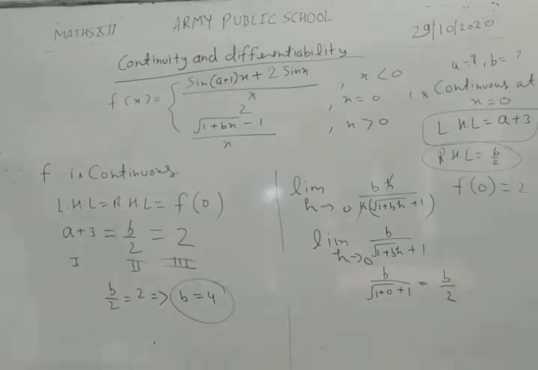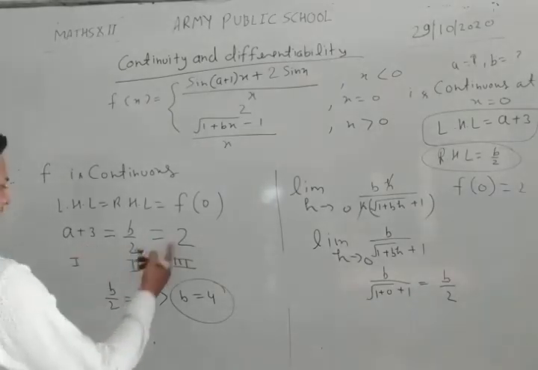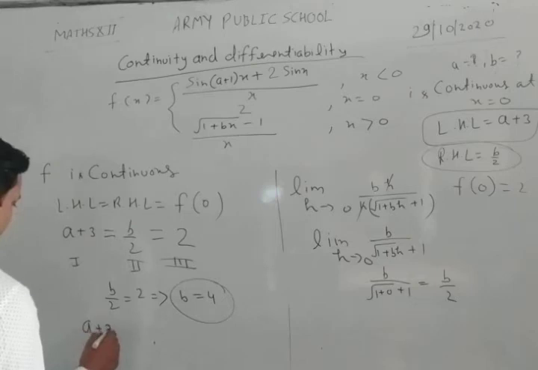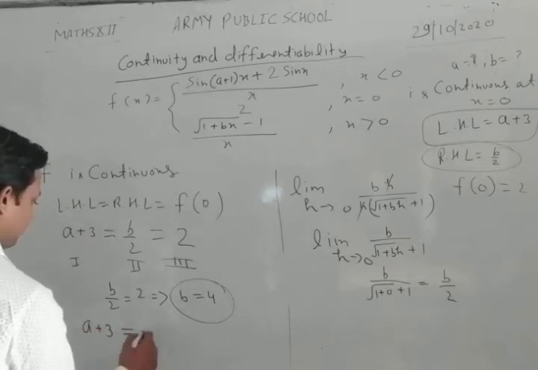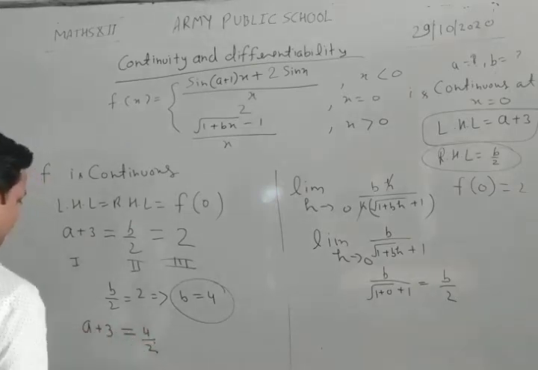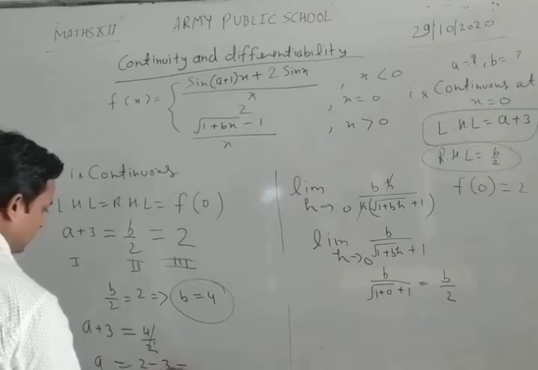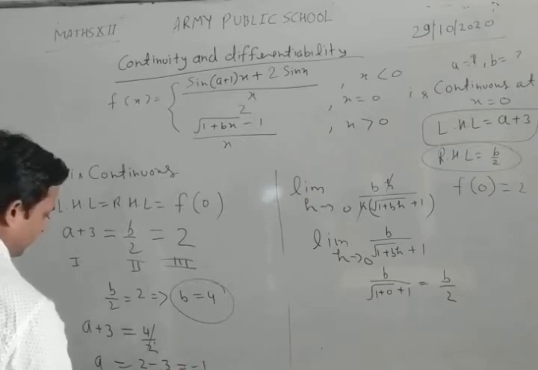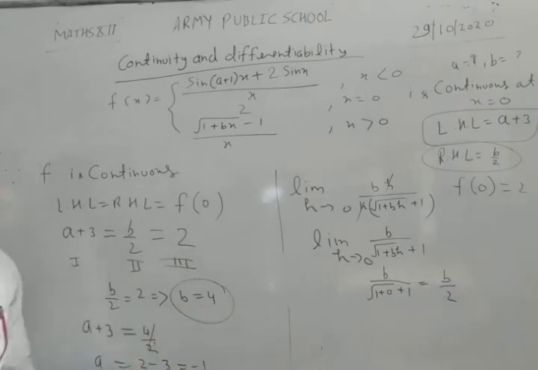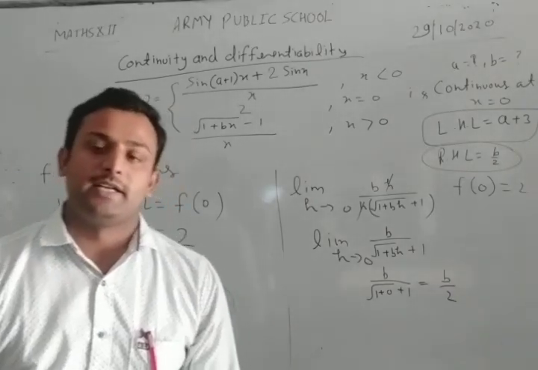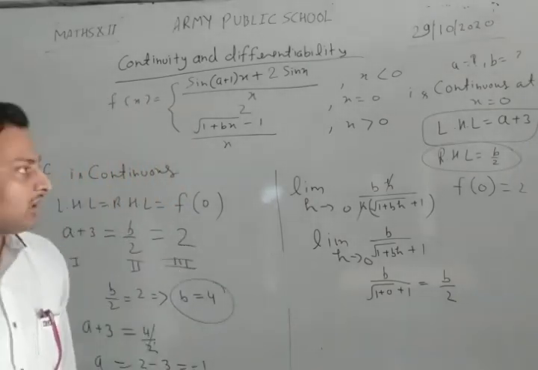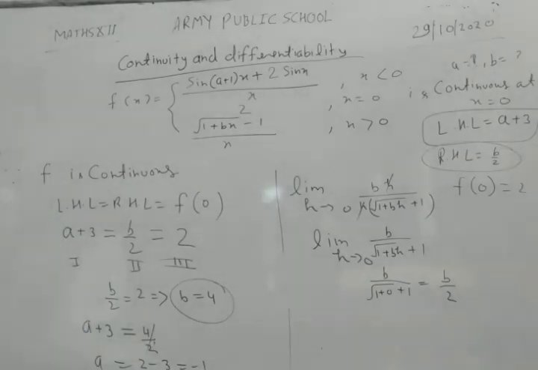Now our a will be what? Now we equate this. a plus 3 is equal to 4 by 2. So a, it will be 2 minus 3, which is minus 1. So a is minus 1 and b is 4. In this way we can find our result. Now we will see some other questions.